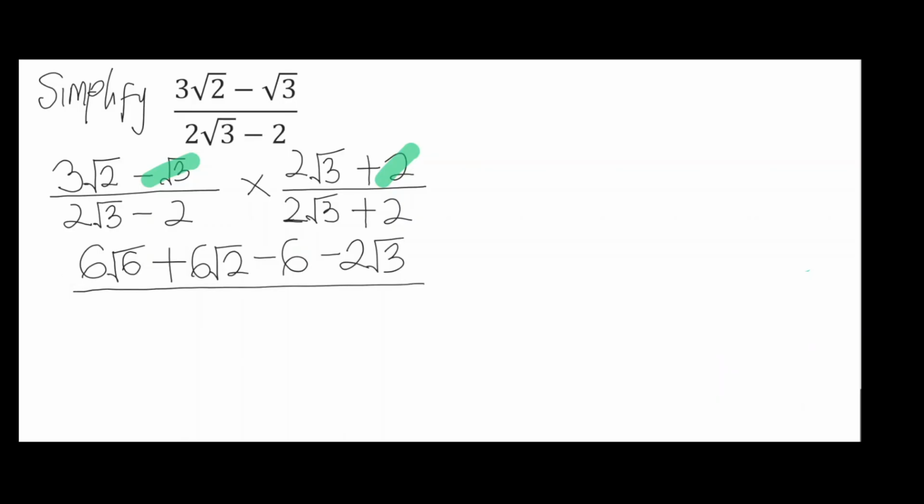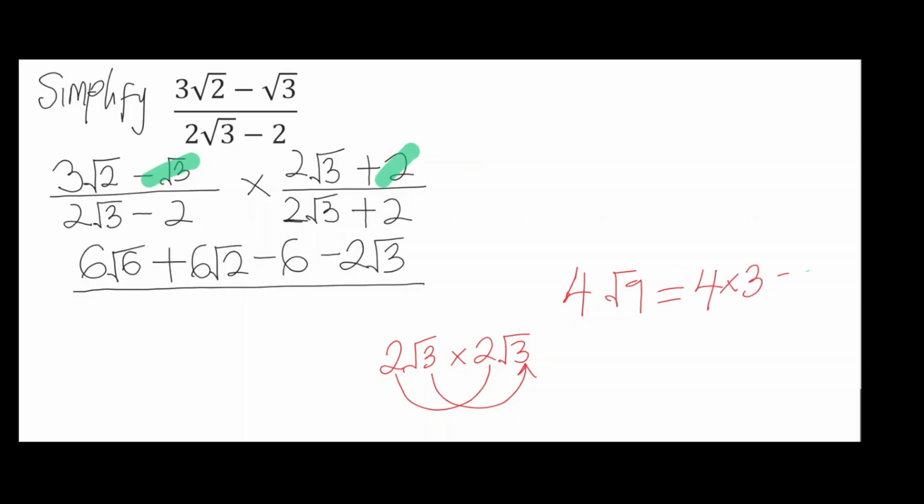So we have it divided by 2 root 3 multiplying 2 root 3. Of course, it's easy to see that 2 and 2 will give us 4, and root 3 times root 3 will give us root 9, and root 9 is 3. So we have 4 multiplied by 3, and that's 12. So let's quickly write that down: 12.